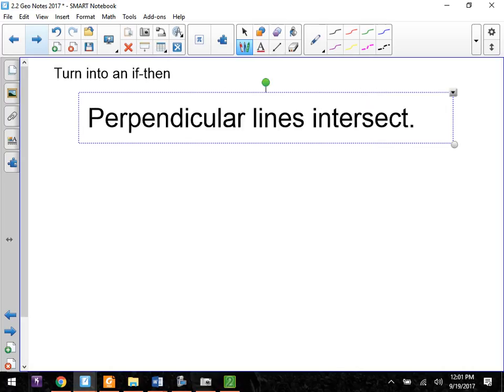Let's take a generic statement and write it as an if-then. The generic statement here states perpendicular lines. What I want to do is turn that into a conditional statement. What I mean by a conditional statement is I want to put the words if and then in it. You flipped it. What's first?